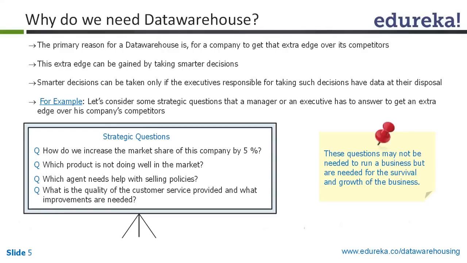Which agent needs help with selling policies? Another example that I can give is the insurance sector. Suppose you observe, using your data warehouse of course, that a particular agent is not selling policies as expected, in line with what other agents are selling. Now you have identified him through your reporting. Now what do you do? You try to understand the reason why he is not selling as much as he is expected to. Maybe he's selling far fewer than what the others are selling.